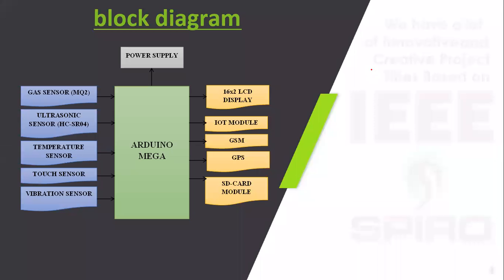So, the block diagram. As I already told, in every vehicle there will be a controller. In our project we are using an Arduino controller. The vehicle consists of sensors, for example an alcohol detection sensor, fuel level checking sensor, temperature sensor, and touch sensor. Touch sensor means the number of persons in the car. All the sensor inputs are given to the controller.